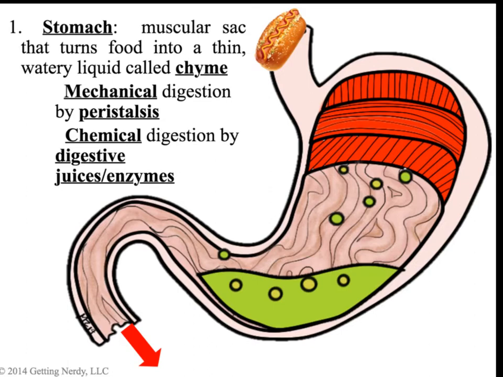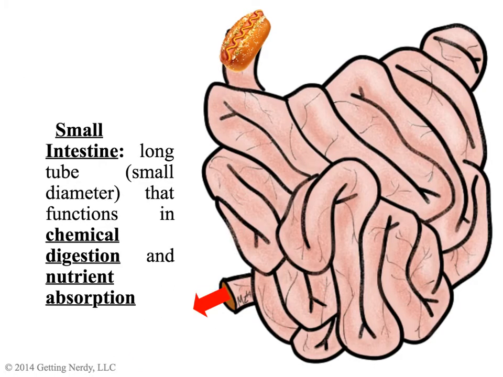And you'll see that it's going to enter into the stomach, and then it's going to leave through. Then it enters into the small intestine. This is a very long tube, very small in diameter, that functions in chemical digestion and nutrient absorption. This is where they're going to pick up the cells and take them through the bloodstream to the other parts of the tissues of the body.